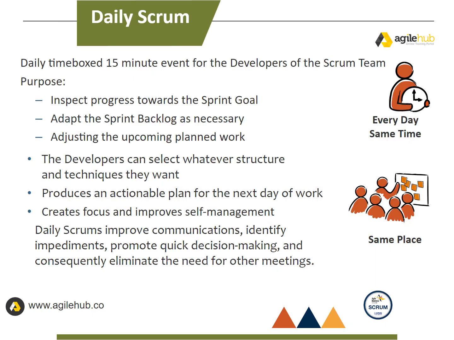The daily Scrum is a daily time-boxed 15-minute event for the developers of the Scrum team. The purpose of this is: inspect progress towards the sprint goal. Adapt the sprint backlog as necessary. Adjusting the upcoming planned work.